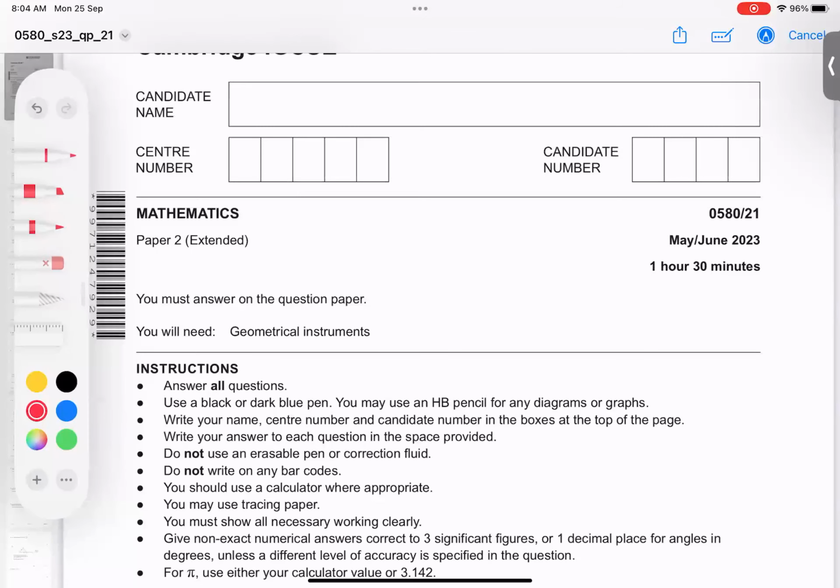Bismillah ar-Rahman ar-Rahim. This is a June 2023 paper and variant is 21. So let's start.